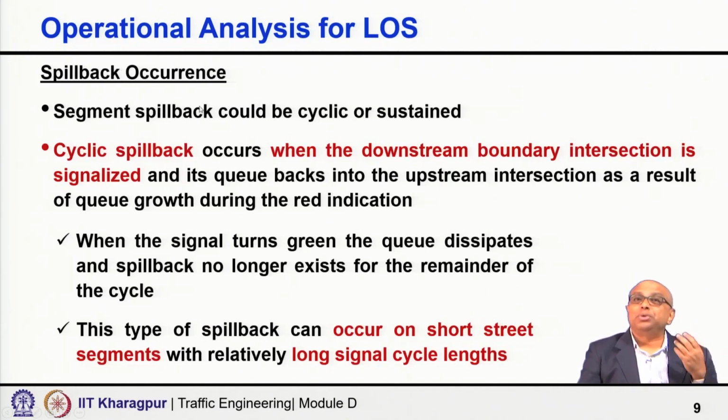Next point is the spillback occurrence. So, we need to apply adjustment for this spillback occurrence. What is spillback? Segment spillback could be cyclic or sustained. Both types of spillback are possible.